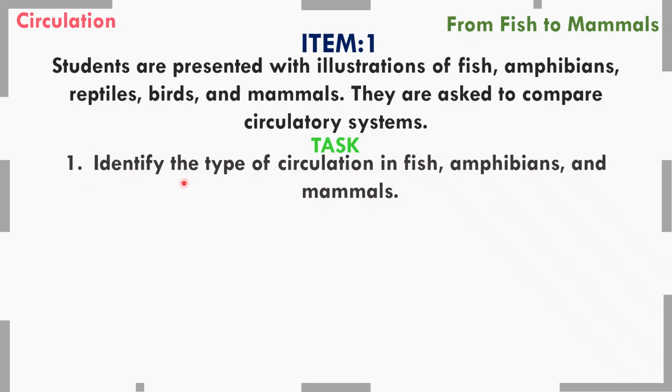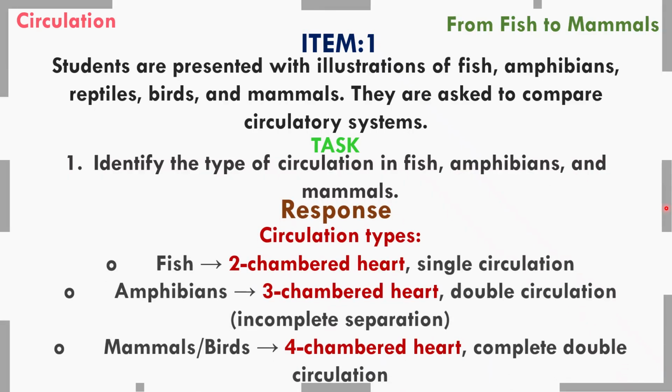Let us start with identify the type of circulation in fish, amphibian, and mammals. Circulation type: fish. They have a 2-chambered heart, which is a single circulation. Amphibian, they have 3-chambered heart, that is a double circulation, which is incomplete separation. Mammals and birds, these ones have got a 4-chambered heart. This is a complete double circulation.